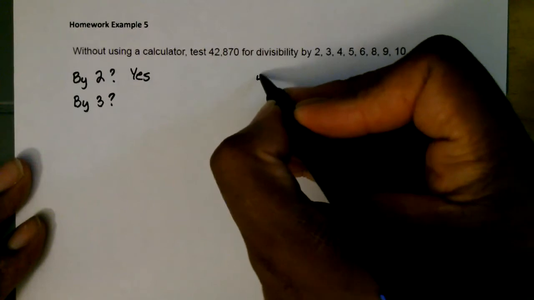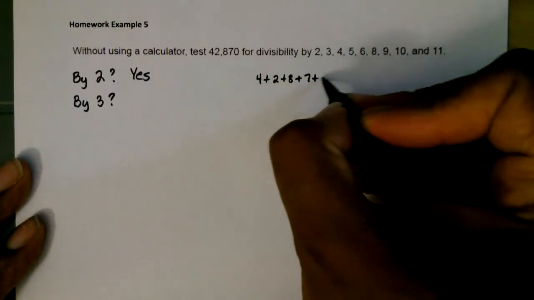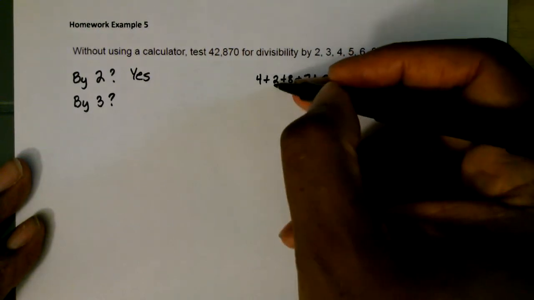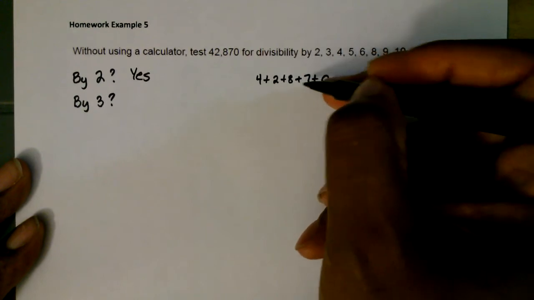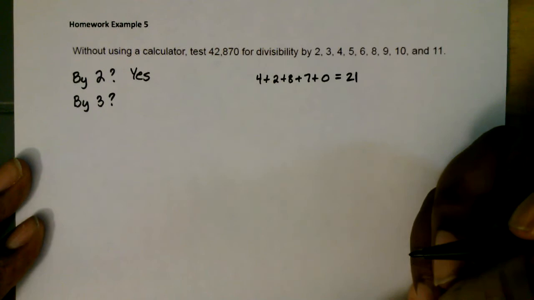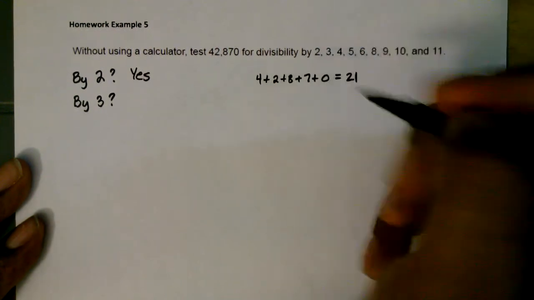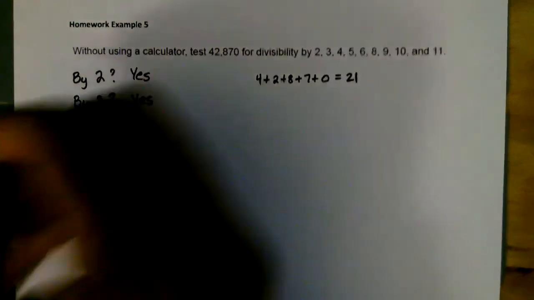Let's take the sum of 4, 2, 8, 7, and 0. 4 plus 2 is 6. 6 plus 8 is 14. 14 plus 7 is 21, plus 0 is 21. Is 21 divisible by 3? Yes, it is. So that means that 42,870 is divisible by 3.